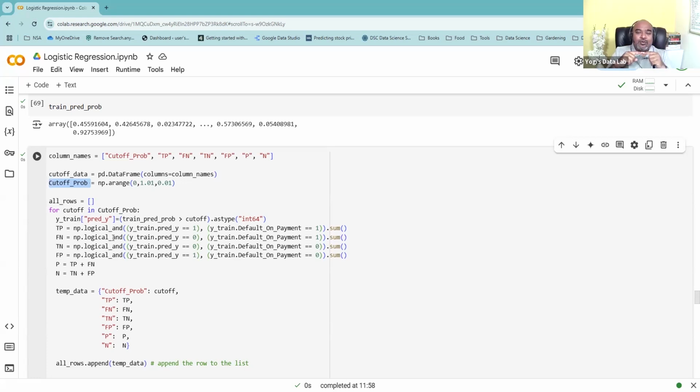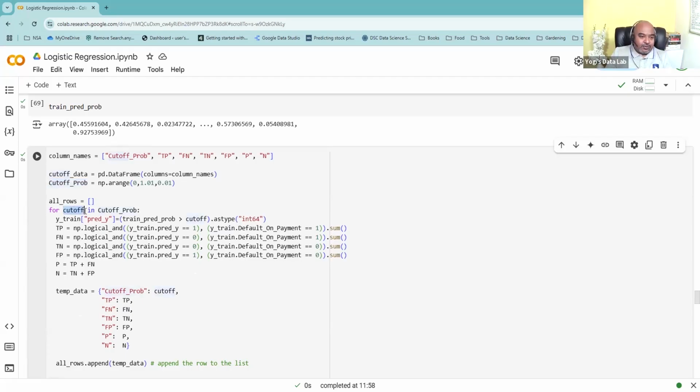So I am moving the cutoff probability on a scale from 0 to 1: 0, 0.01, 0.02, 0.03, and at every point, I assume this to be a cutoff. Anything greater than the assumed cutoff becomes a 1; otherwise, it becomes a 0. Whenever my ones and zeros keep changing, my true positives, false negatives, true negatives, and false positives also change. Since my TP, FN, TN, and FP are changing, my recall, my precision, my F1, everything changes. This is what I'm trying to achieve here.